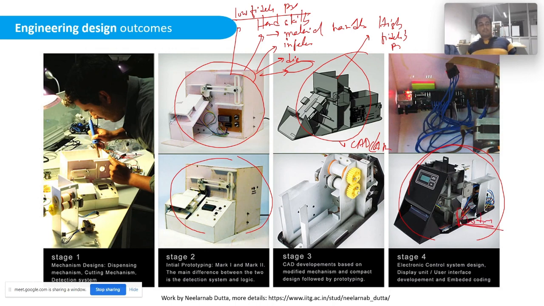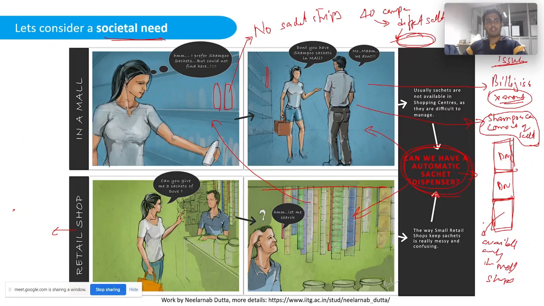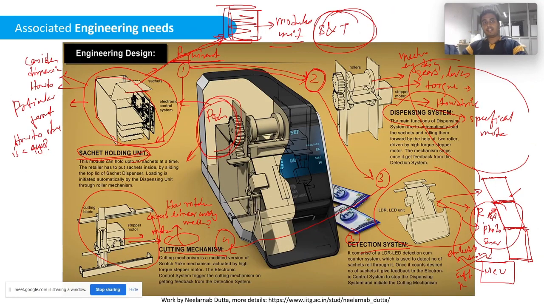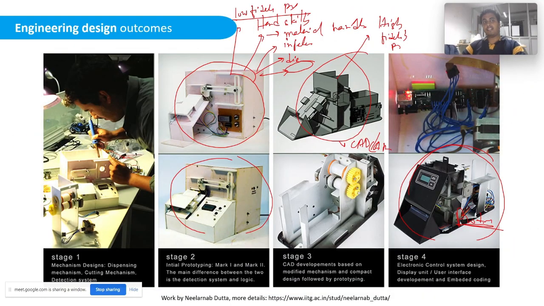What I'm trying to make you understand here is the nature of a societal need, the nature of an industrial design outcome, the nature of an engineering need, and the nature of an engineering design outcome. Okay, so let's see the product here.